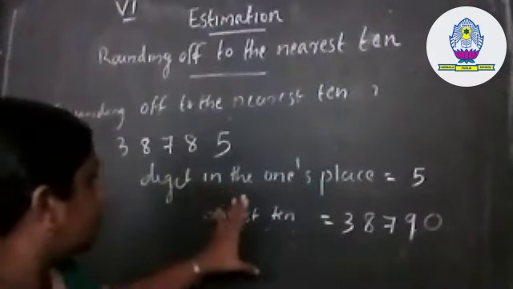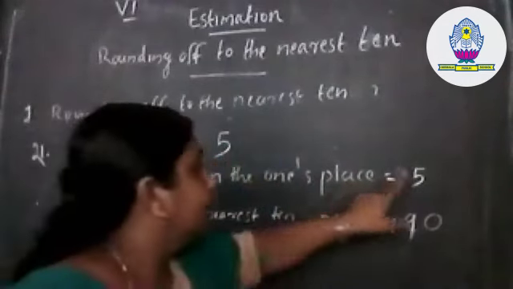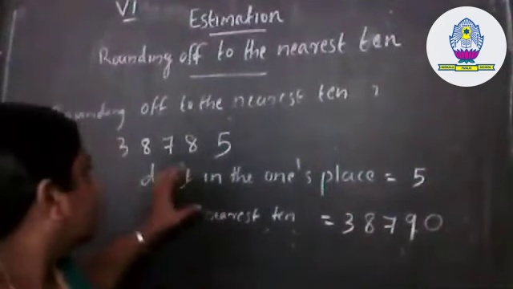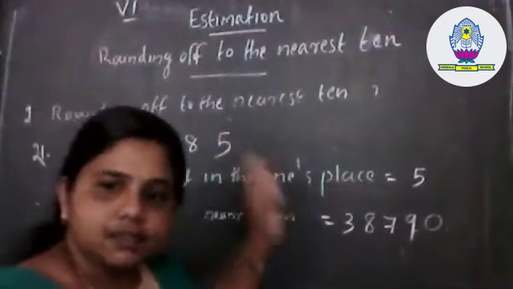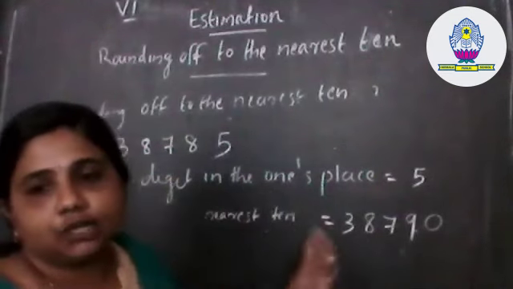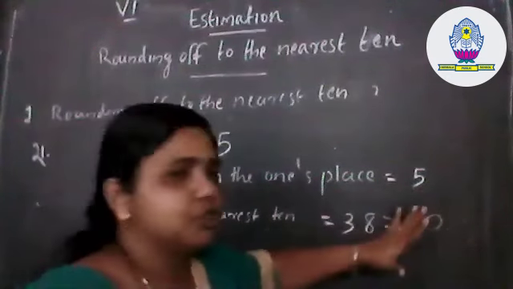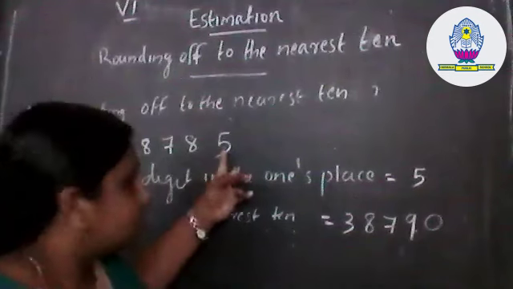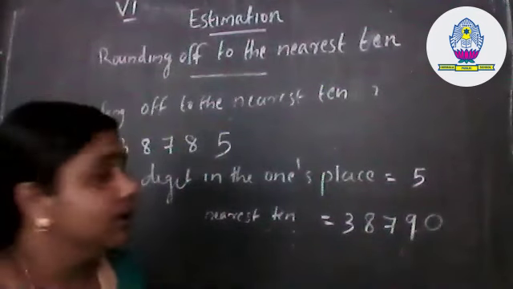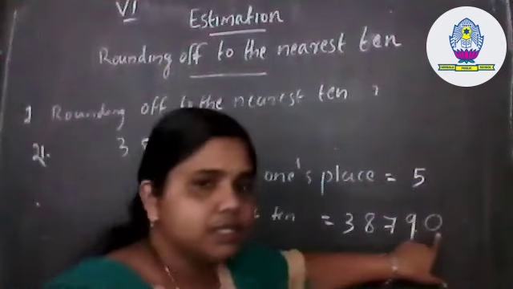Rounding off to the nearest 10 means take the digit in the ones place. If the digit in the ones place is less than 5, then replace the ones place by 0 and the other numbers remain as they are. Write only 0 in place of the number in the ones place, and then we can write it. If the digit in the ones place is greater than or equal to 5, whatever comes, replace the last digit by 0.